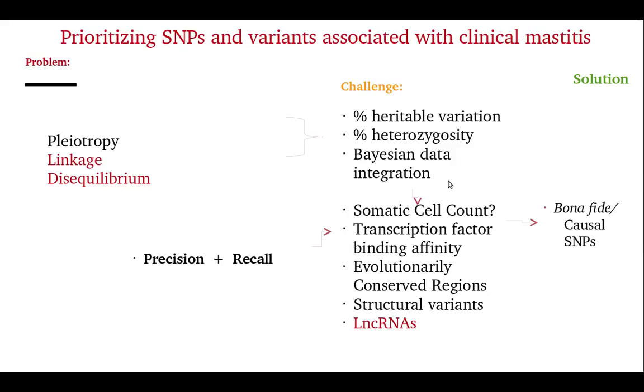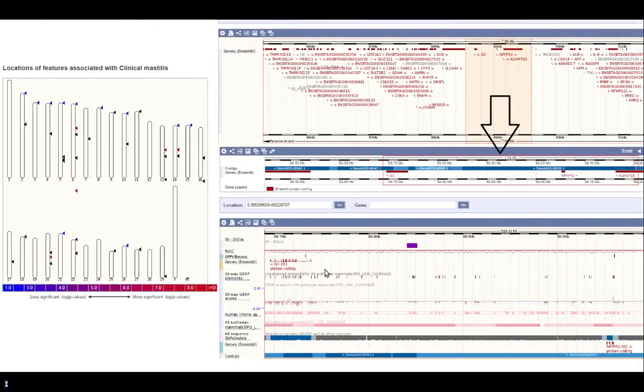The challenge that we encounter is also specific to the bioinformatics problem. We also ask if there is a heritable variation associated with this set of genes, and we consider how many of the SNPs that we filter are heterozygous. And these are all the methods that we use. We also use some statistics using Bayesian data integration.